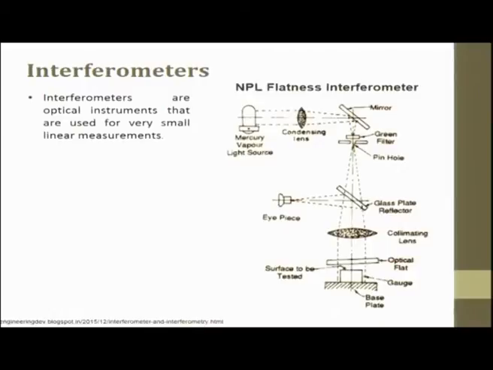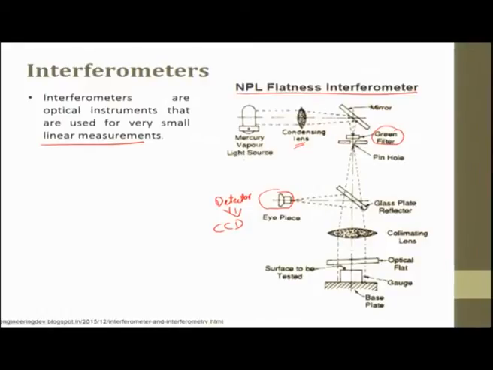How does it work? Interferometers are optical instruments that are used for very small linear measurements. This is an NPL flatness interferometer. Mercury vapor is there, or you can put a laser there, and a condenser lens. You have a mirror, a green filter, pinholes through which the light passes, a glass plate reflector, and an eyepiece where the object is viewed. That was your earlier detector; nowadays you can use a CCD, charge coupled device, camera or detector.